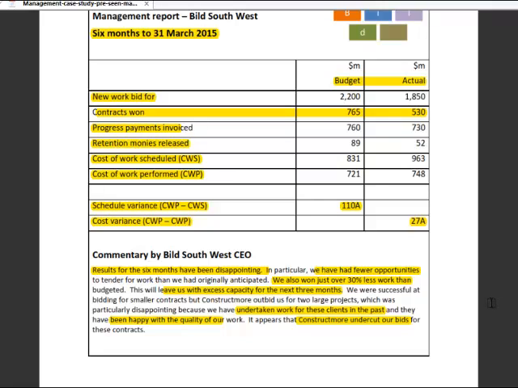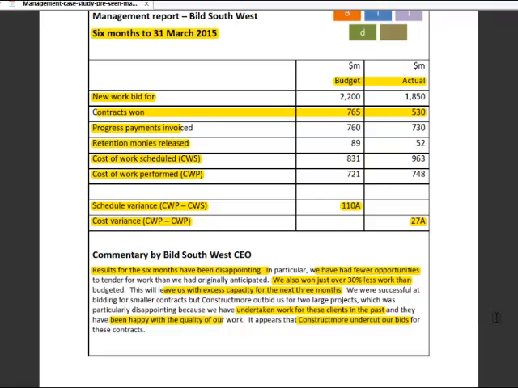Importantly, this will leave us with excess capacity for the next 3 months, but no comments here about what they're going to do with that excess capacity. Could it be used in other subsidiaries? What's going to happen with the people that they've got? So it just leaves us dangling there.